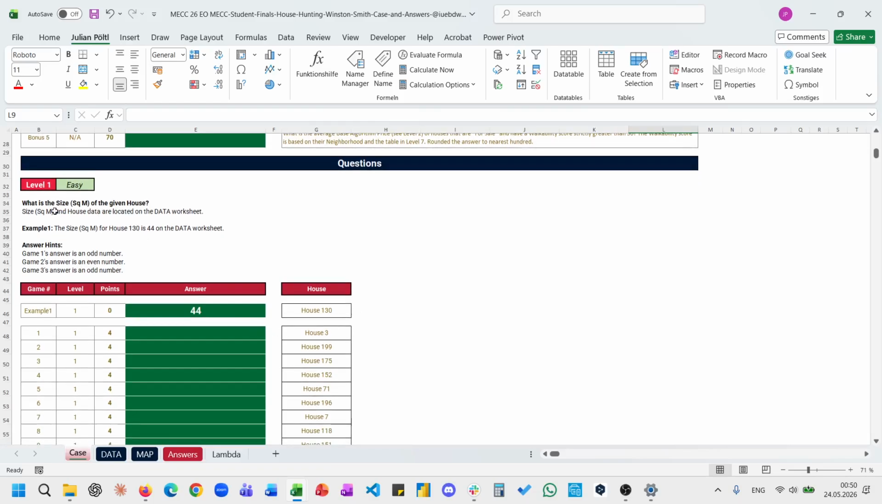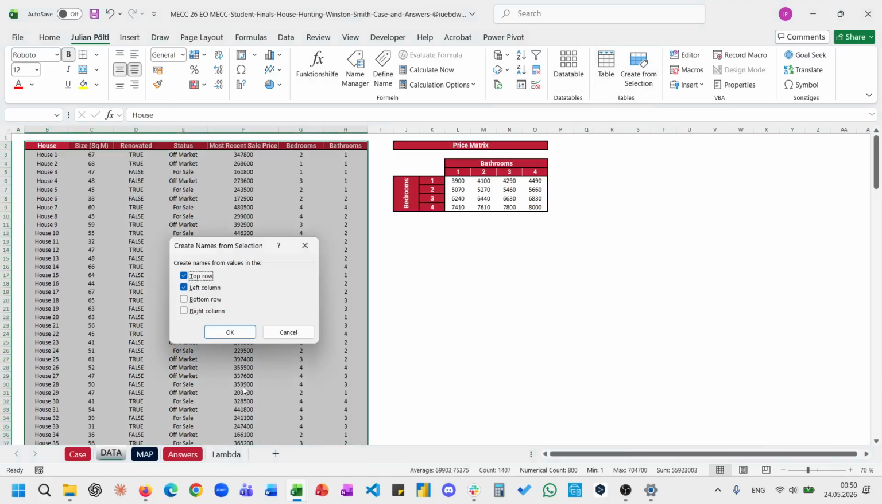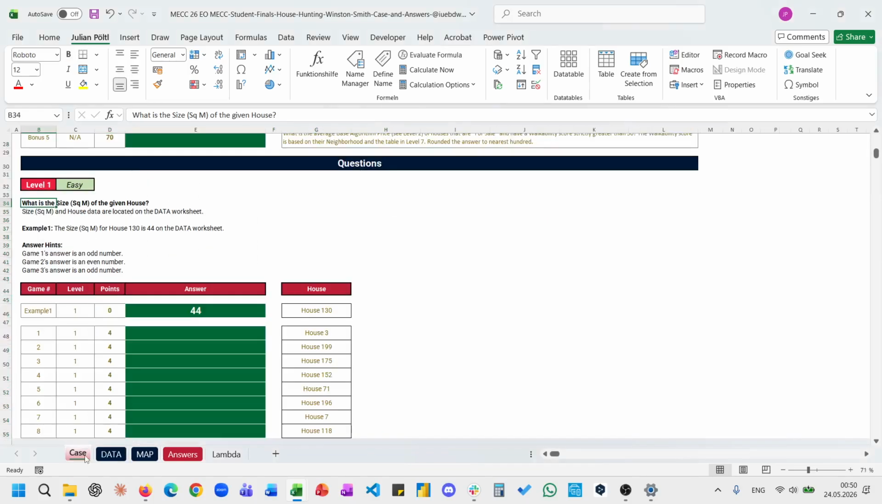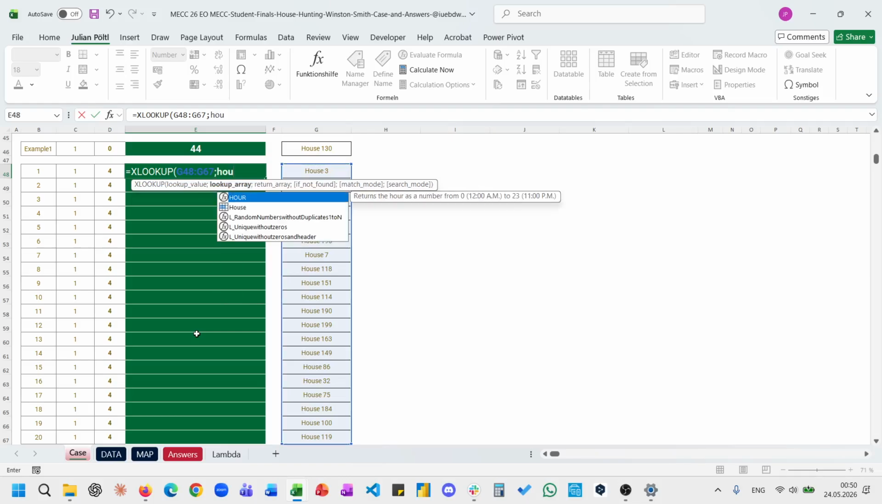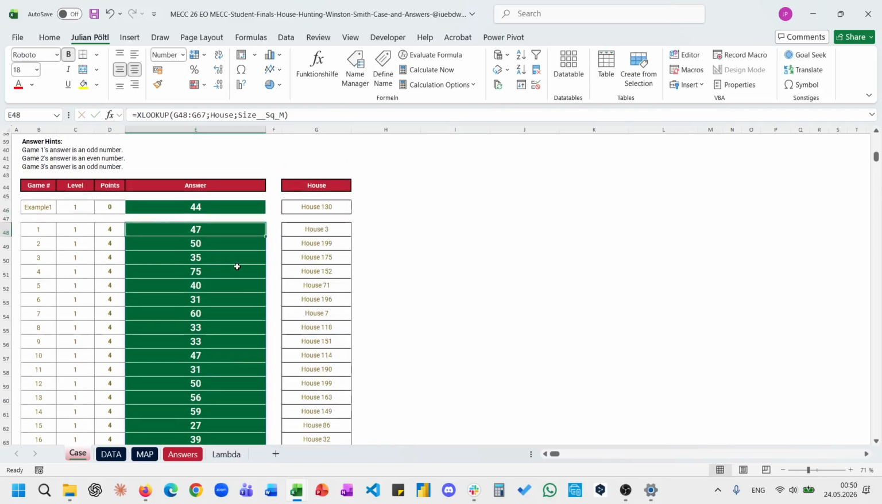Here we have the size of a given house, and some data. Let's create from selection, because I don't like table settings, but you could have also done the table. And then I can basically do an XLOOKUP for the house in size. And we also had a bonus first.